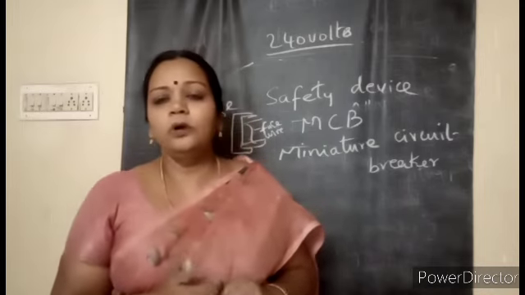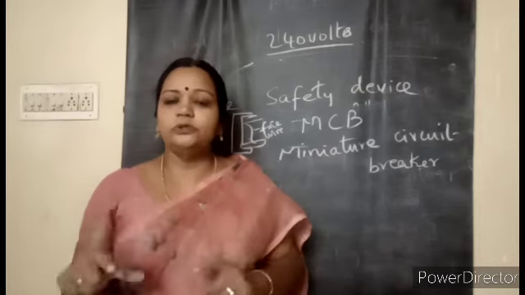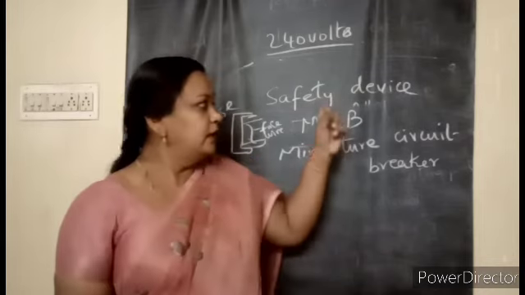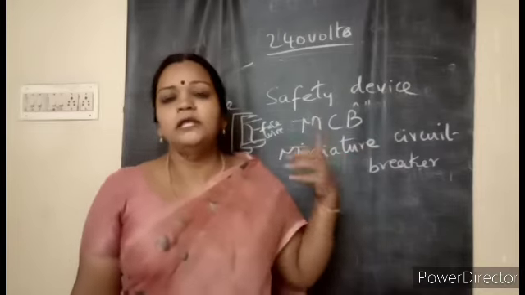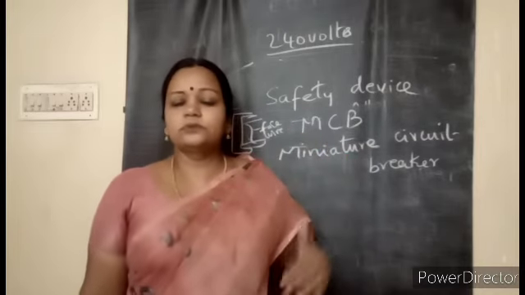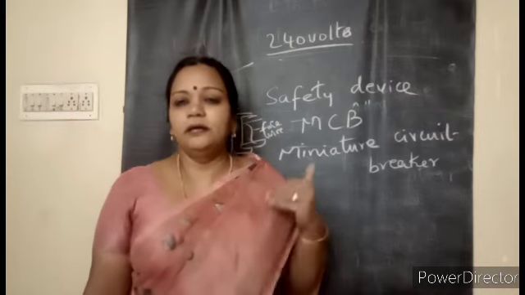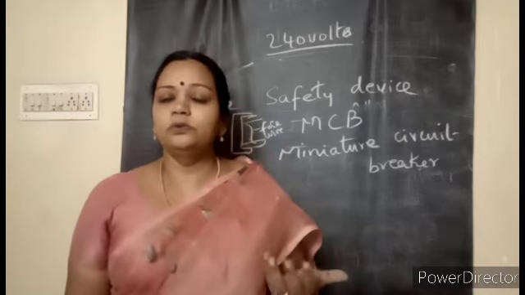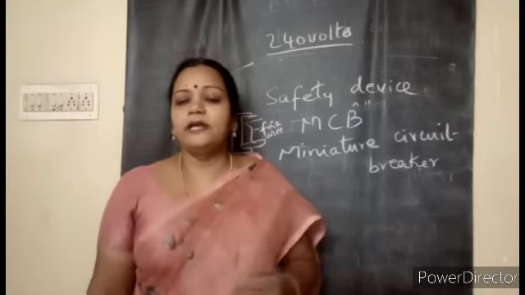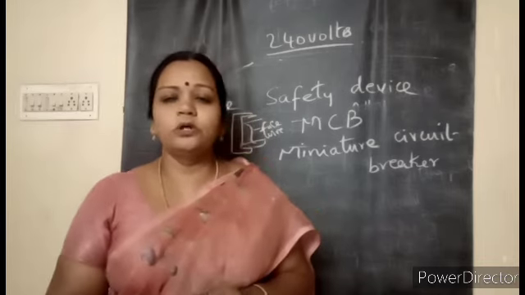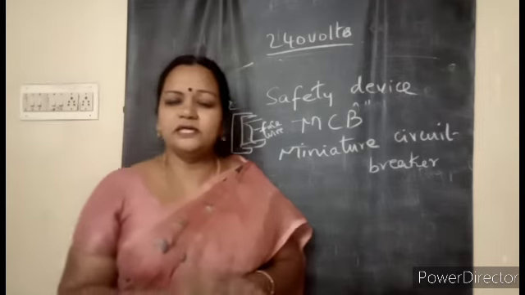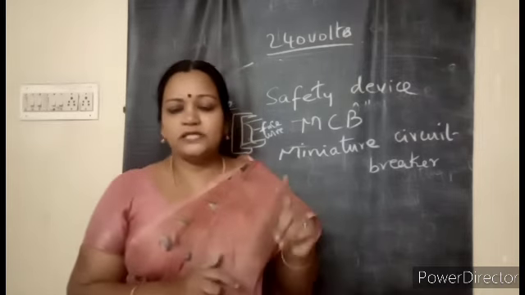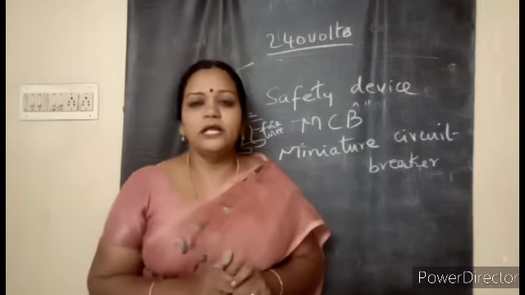That principle is also used in one of the safety devices at home, that is the fuse. The fuse will cut off the circuit and prevent the home from fire accidents, and also prevent the electrical appliances from getting damaged. That's today's learning, and what type of bulbs we are using and why they are replaced is all given in your textbook. As usual, as I told you, then and there I'll give you some work.